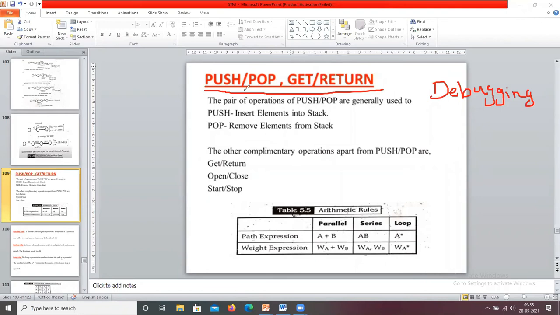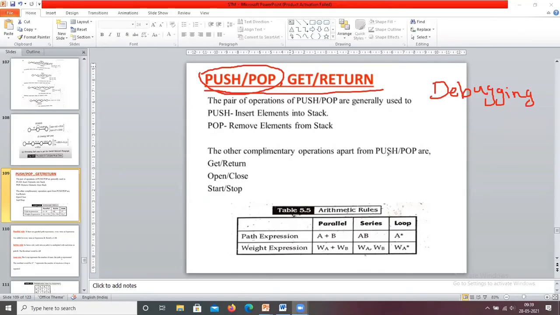Now, for example, this is push pop. If you observe, these are two complementary words: push pop, get return. So these are the complementary operations here. Push means you are going to insert an element into the stack, and pop means you are going to delete an element from the stack. Okay.